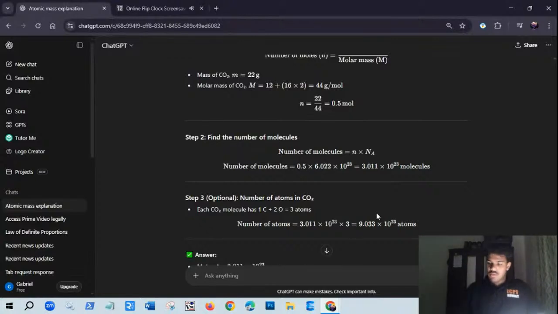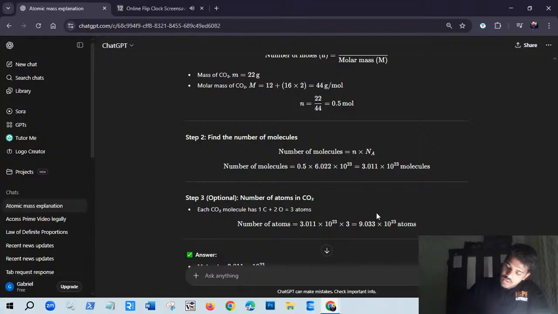There are also more questions in the notebook. Calculate the molecular mass of a substance, 11.2 liters of it at STP weighs. Okay, molecular mass of glucose is 180 grams.